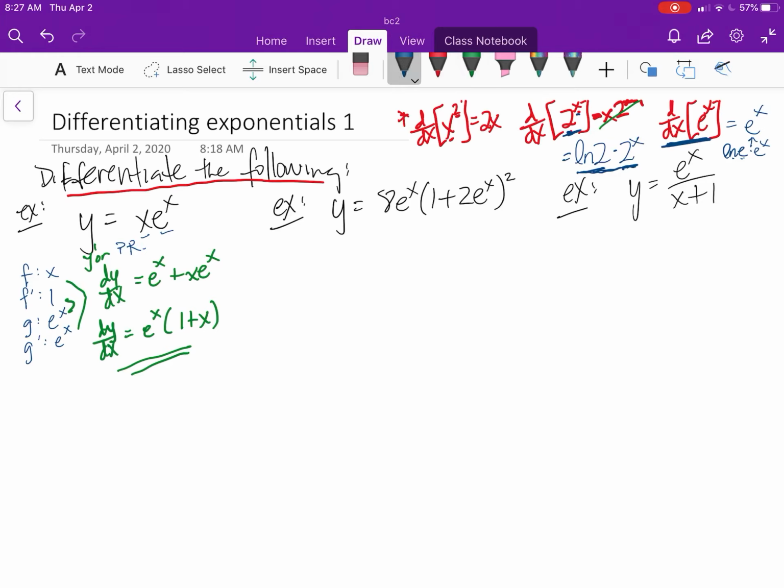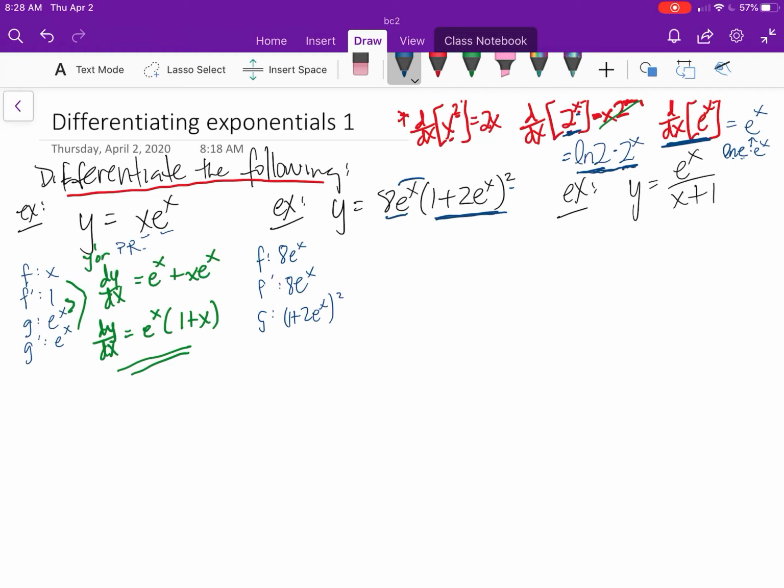Okay. The next one's a bit more complex. We still have product rule. Here's f, here's g, but g contains chain rule. Okay, multiple steps in one. So let's write it out. F is 8e to the x. F prime is 8e to the x. G is the whole rest of that, 1 plus 2e to the x, squared. Now we could, in fact, distribute this out. It's only a squared. Right? We could distribute that and then multiply the 8e to the x in after you FOIL the binomial.